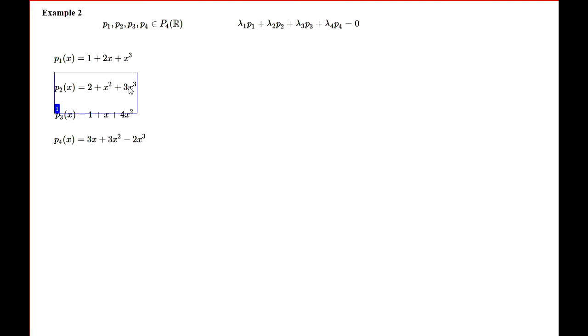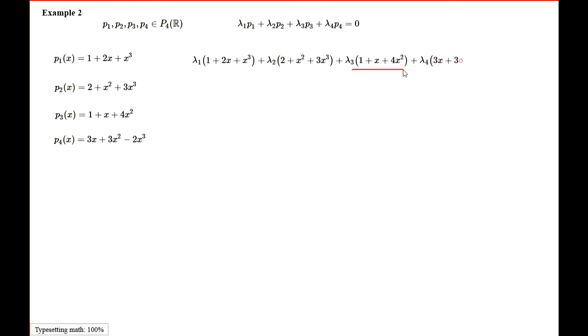So I do the same step as before. I just replace all of the p's with actual polynomials on the right-hand side. This is the substitute for P1. This is the substitute for P2. This is the substitute for P3, and that's the last substitute for P4.